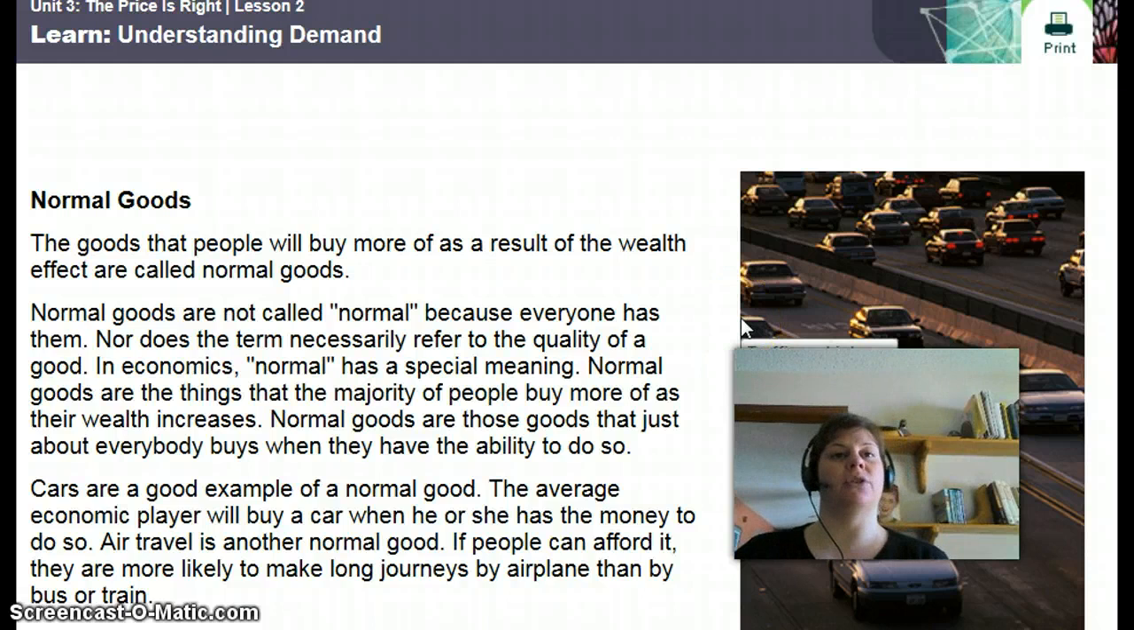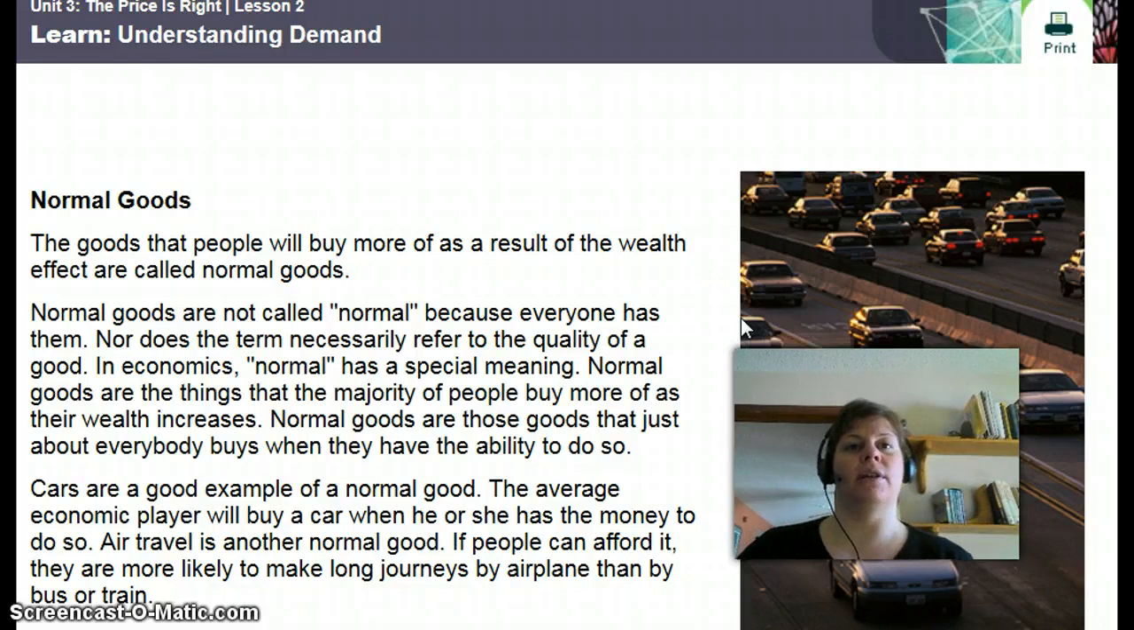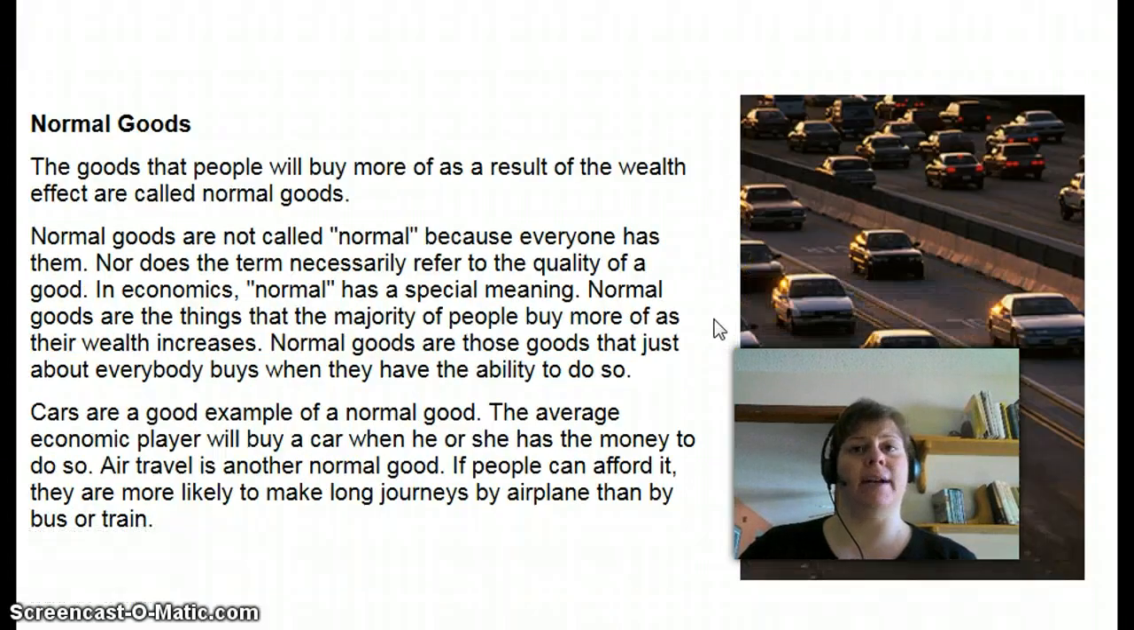Cars are an example of a normal good. The average economic player will buy a car when he or she has the money to do so. Air travel is another normal good. If people can afford it, they are more likely to make long journeys by airplane than by bus or train.